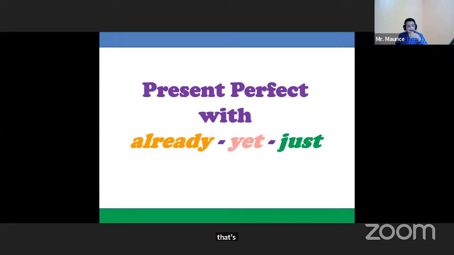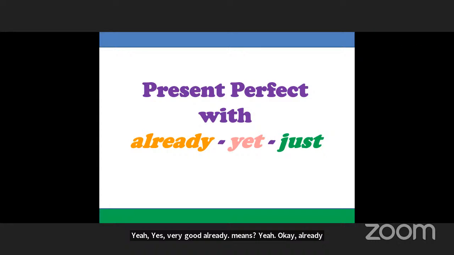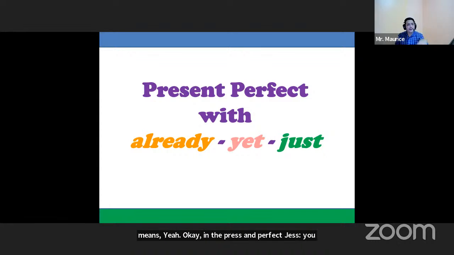Yes, very good. Already means ya. Okay, in the present perfect, yes. I do understand that you probably found more definitions of this word already, but remember, we are working on the present perfect tense. And the word already means ya.